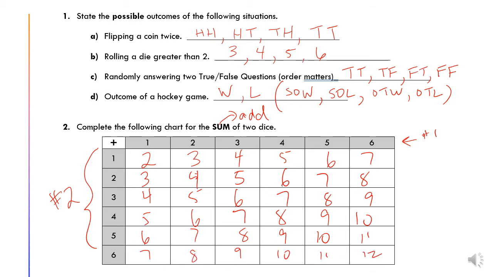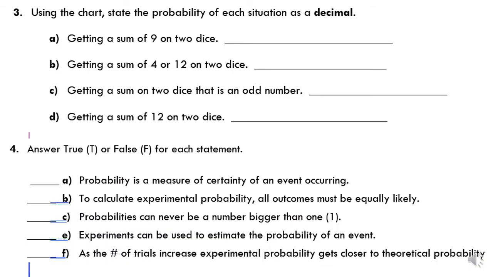If you add, you can't get anything under 2 and you can't get anything over 12. Now I'm going to go to the next slide, but you guys will have this in front of you to refer to for our next set of questions. Using that chart we just came up with, state the probability of each situation as a decimal. So, getting a sum of 9.